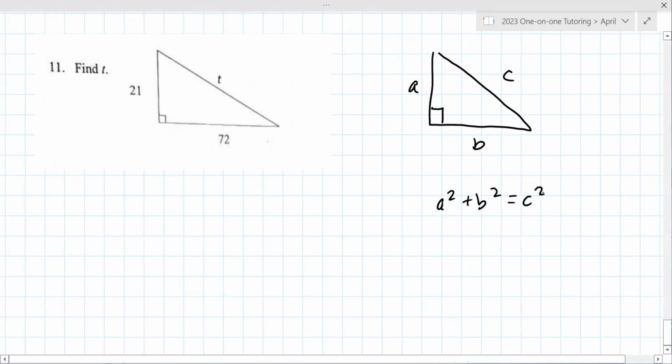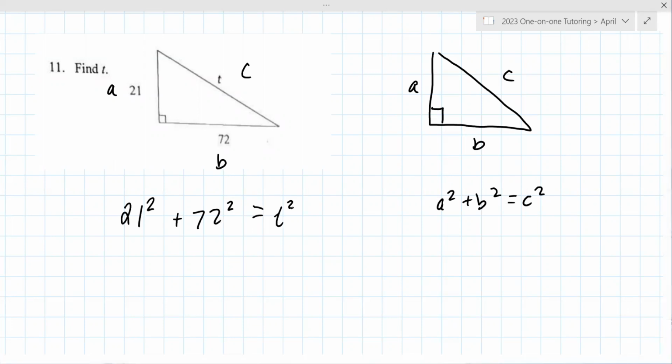It's kind of amazing that this actually works. Are you allowed to use a calculator? Yeah. Okay. So think of this as A, this is B, and this is C. 21 squared plus 72 squared equals T squared. So can you square 21 for us, please? It'll be 441.